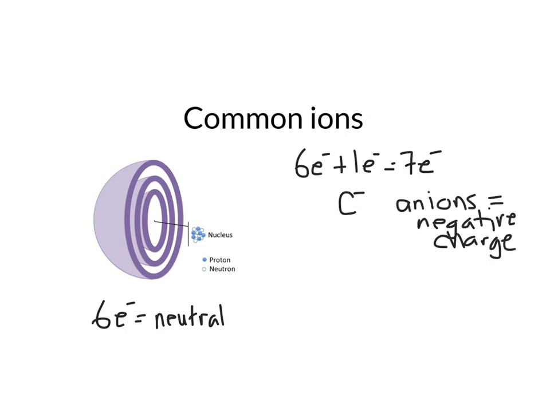If I take 1 electron away, so 6 electrons minus 1 electron, I will have 5 electrons. Now I have 1 less electron than I need to balance the positive 6 charge in the nucleus, and so my carbon atom will have an extra positive charge and will be positively charged. Atoms that are positively charged are called cations.